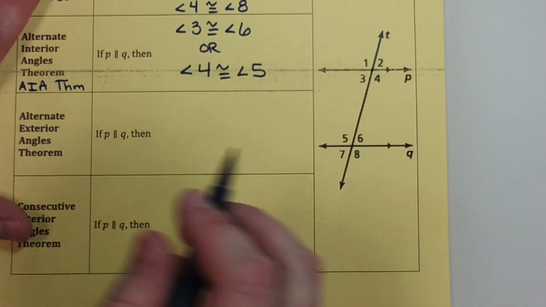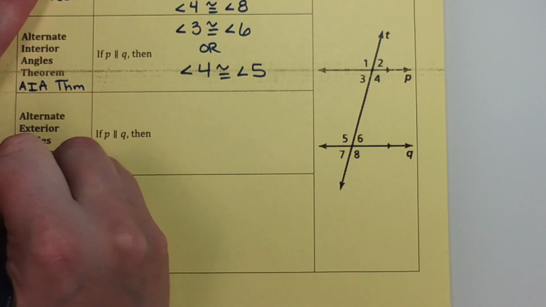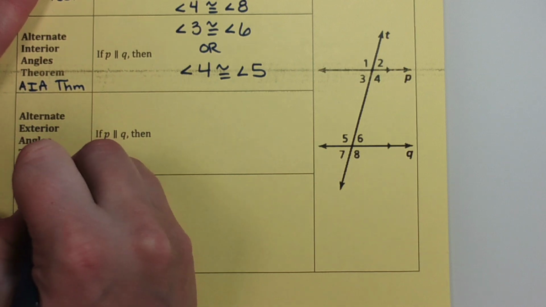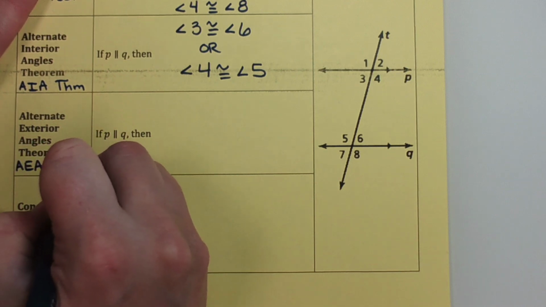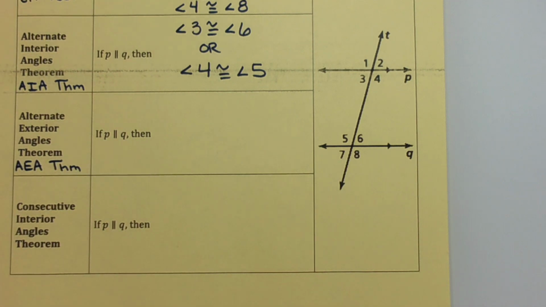We also have alternate exterior angles. Alternate means opposite sides of the transversal. Exterior means outside of the two lines that were cut by the transversal, in this case the parallels.